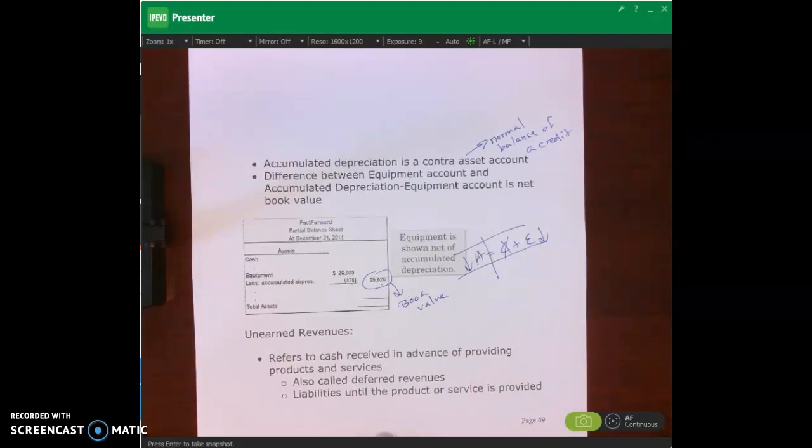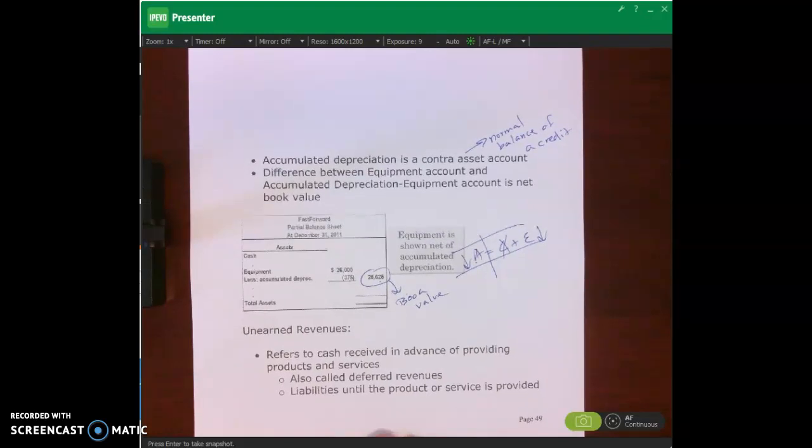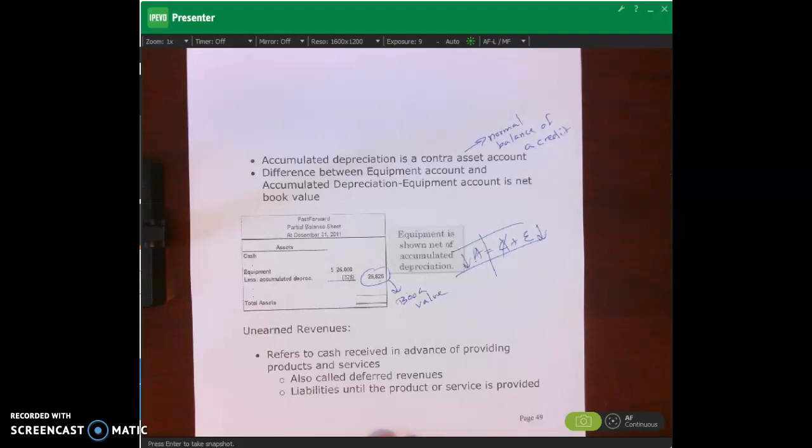Let's talk about unearned revenues. We've talked about this some in prior lecture videos, but I'm going to go over it again. Unearned revenues are also called deferred revenues. This is when we get paid in advance for future services. So maybe we're a legal firm and a client of ours pays us for prepaid legal services.